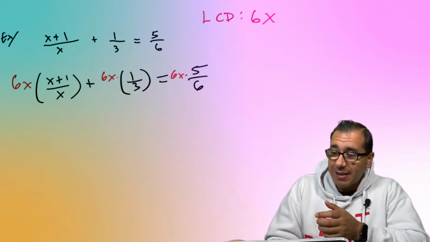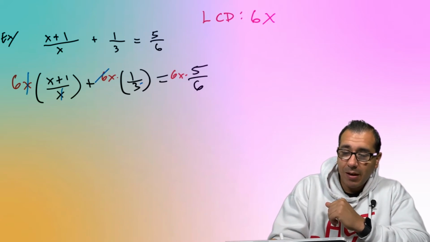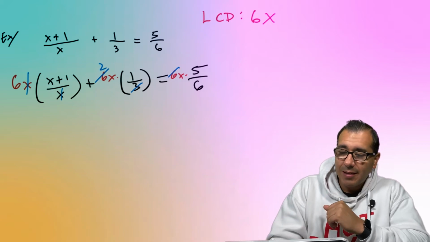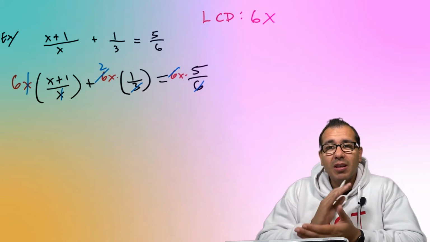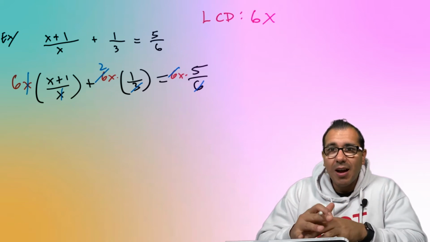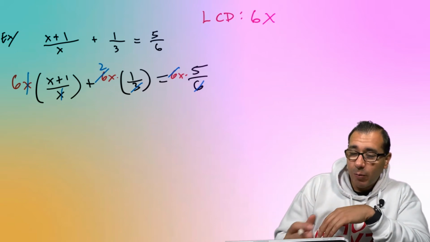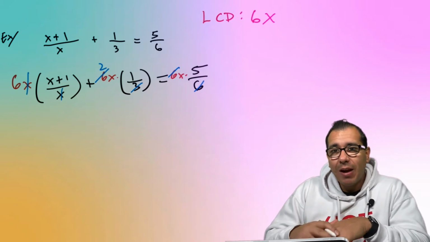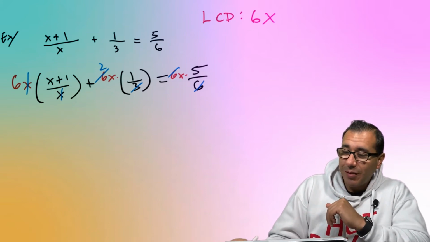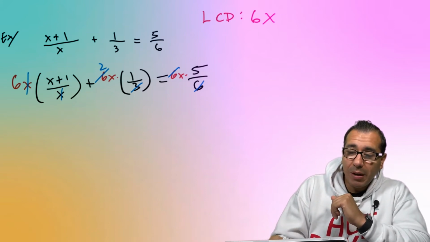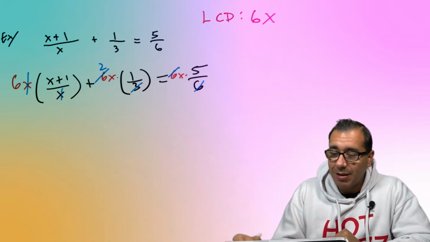All right, now let's cancel. So look what happens when I cancel. This x will cancel with this x. 6 divided by 3 is 2. And then 6 divided by 6, those will cancel. So notice your denominators are completely gone. And that's what we really want. We want those denominators to be gone, because now when I rewrite this, I'm not going to have any fractions, which is awesome. That's going to allow a lot of you guys to sleep at night. So whatever your LCD is, when you multiply it, remember, it better completely eliminate those denominators.